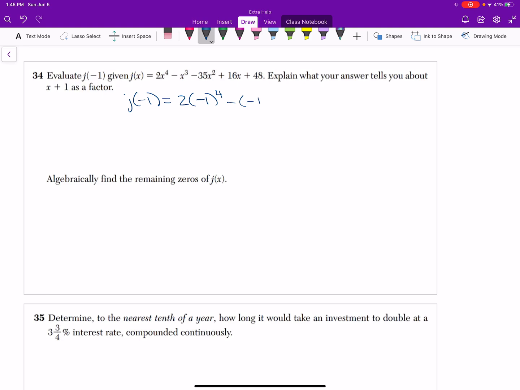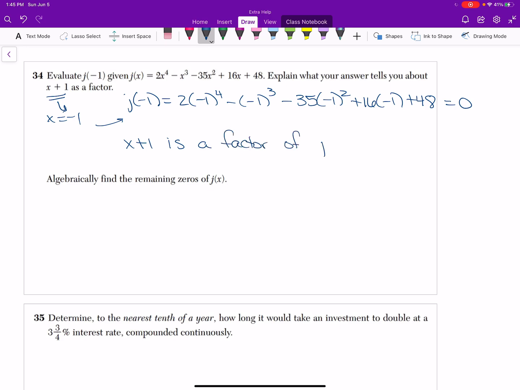I'm going to plug in negative 1 for all the x's, and typing it in, we get 0. So what does that tell us about x plus 1 as a factor? Well, x plus 1 means that x is equal to negative 1, which is what we just found. So x plus 1 is a factor of j of x. And it is a factor because j of negative 1 was equal to 0.